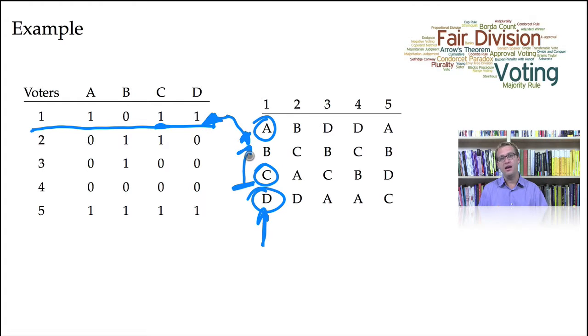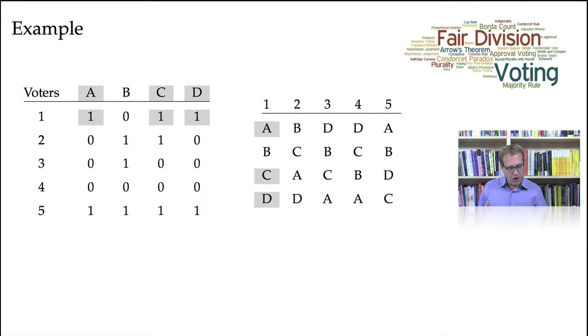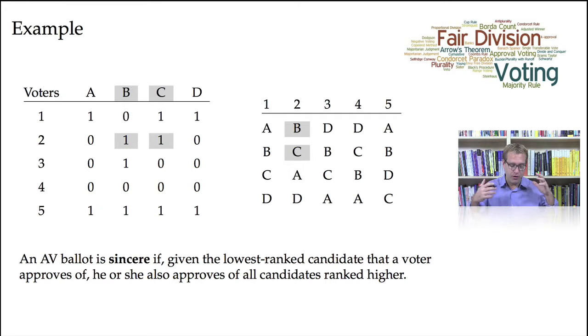So I said that the voter's approvals and rankings are different aspects of the voter's overall opinions, but of course they're going to be related in an important way. Namely, if you approve of some candidate, then naturally you should approve of all of the candidates ranked higher. So we're going to say that an approval ballot is sincere if, given the lowest ranked candidate that a voter approves of, he or she also approves of all candidates ranked higher.